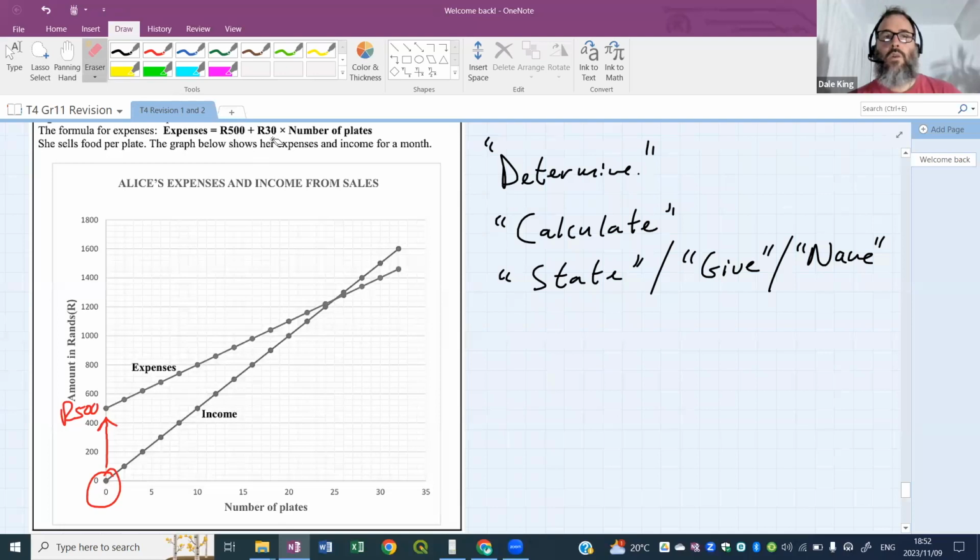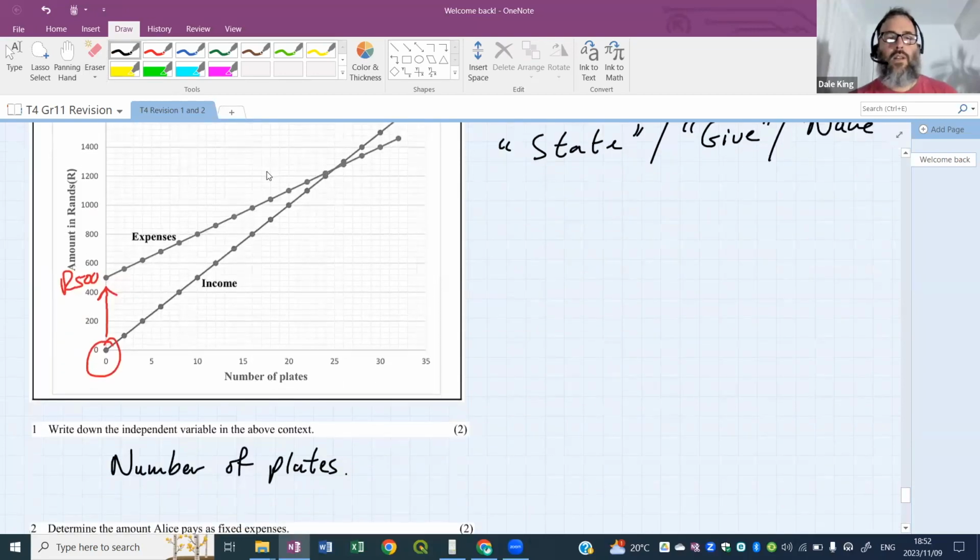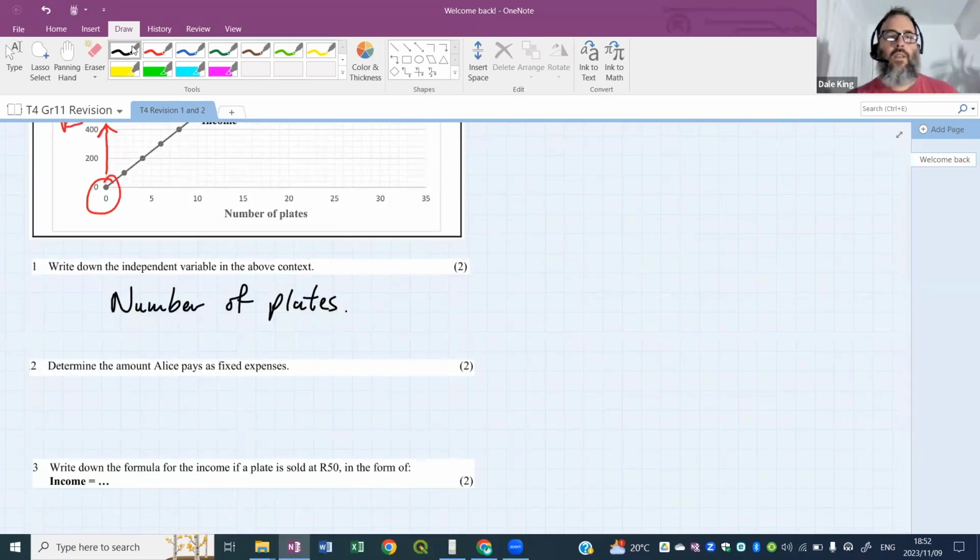Like we said, we spoke about this in the equation. The 500 Rand is the fixed expense. It's shown right there in the equation. So you just have to write down 500 Rand like you guys did.